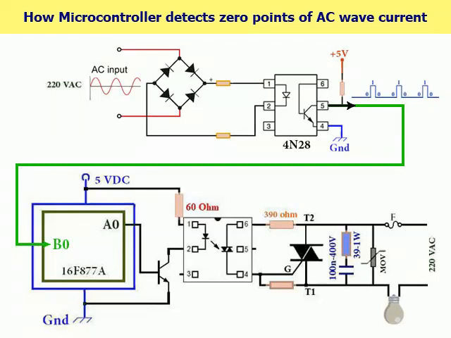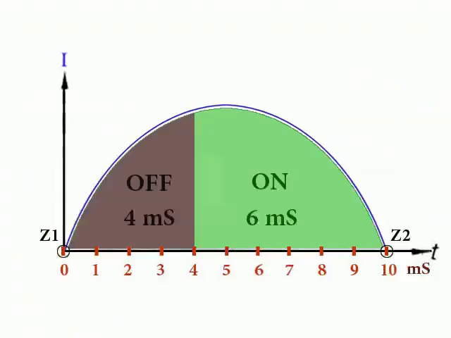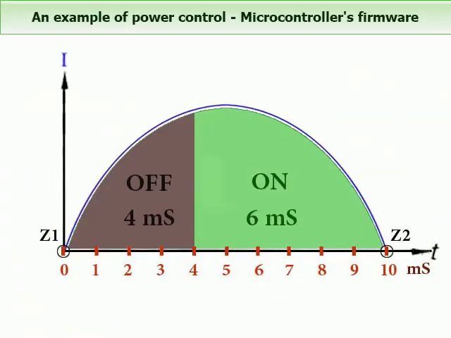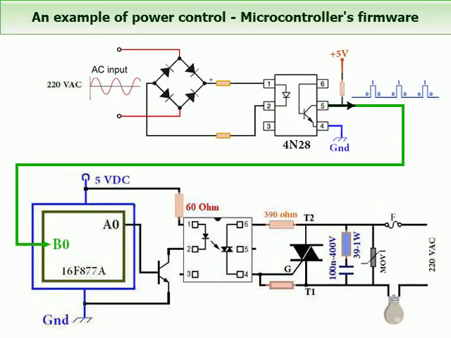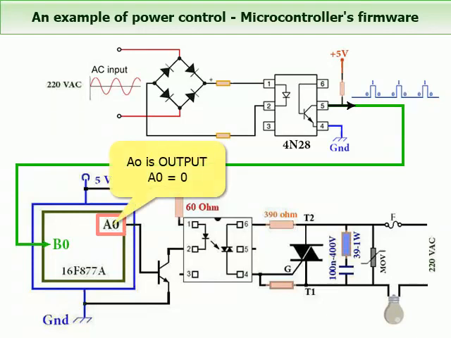The process of controlling the power will be simple and clear through the following example. In this example, we'll set the device's operating time in each half wave so that it is on for 6 milliseconds and off for 4 milliseconds. In the power control circuit, pin A0 of the microcontroller is used to trigger the TRIAC. Therefore, A0 pin must be configured as an output, with an initial value of 0, to confirm that the TRIAC and so the device are disconnected at startup.